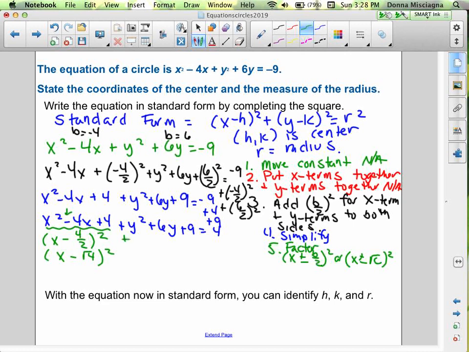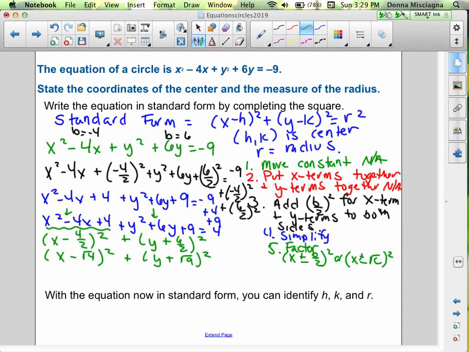Then for the y terms, you can either do the b divided by 2, so that would be y. The sign here is plus, so it's y plus 6 divided by 2. There's going to be 2 factors, so it's squared. Or if you don't like to do b divided by 2, you like square root of c, that's fine too. Y plus square root of 9, and there's 2 factors. There's 2 of them when we factor, because this is a perfect square.